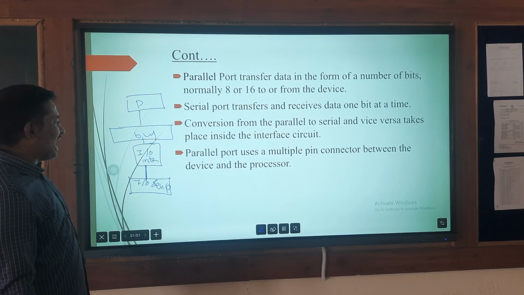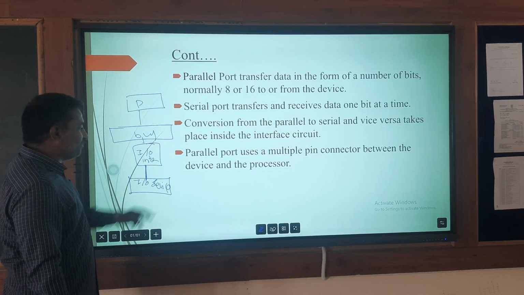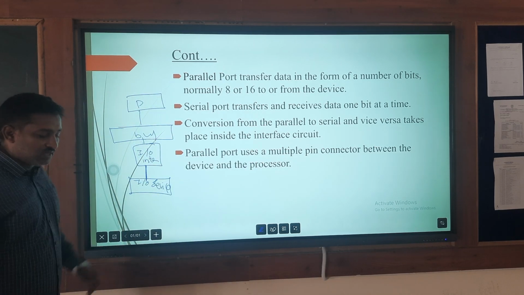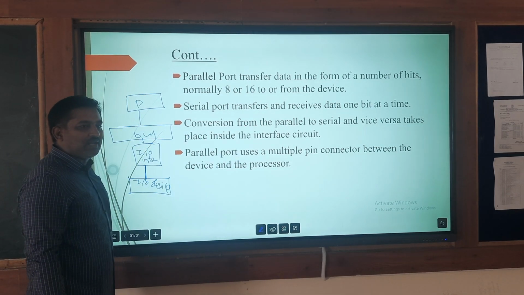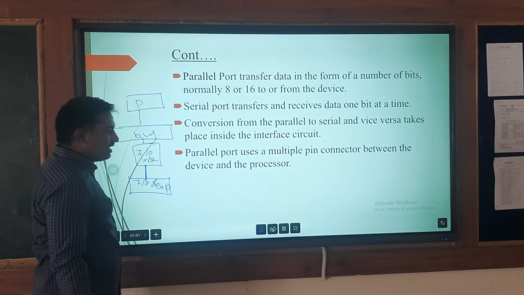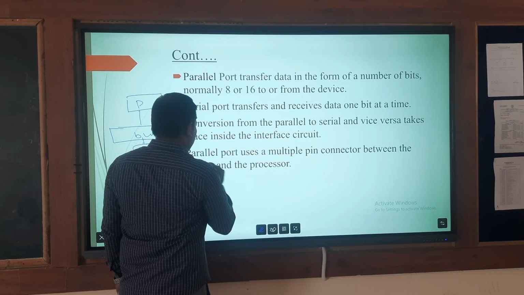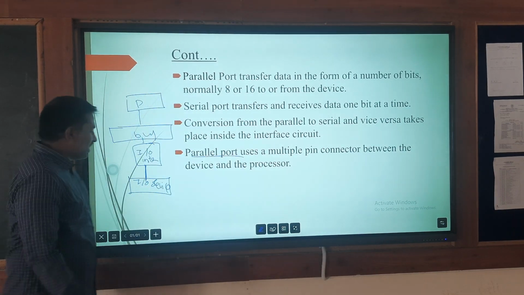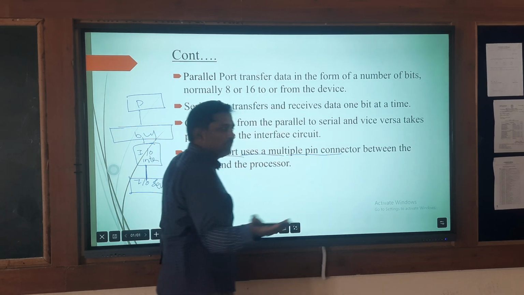Okay, see, the parallel port uses a multiple pin connector between the device and the processor. Suppose the user wants to transfer data in parallel from input-output devices to the processor, at that time he must require the parallel port. Okay, at that time this parallel port uses multiple pins.